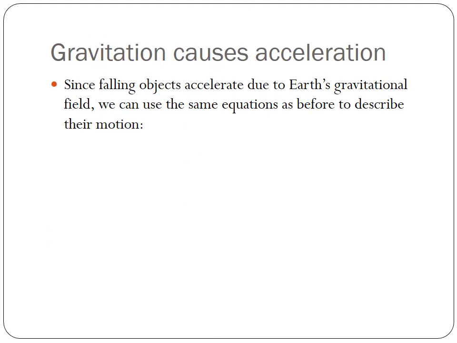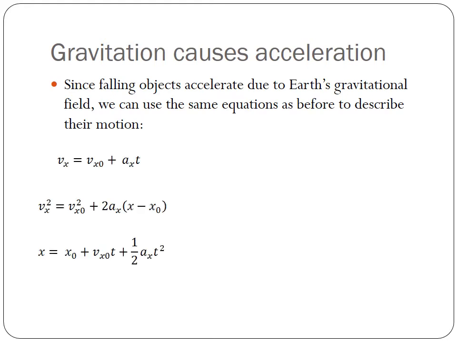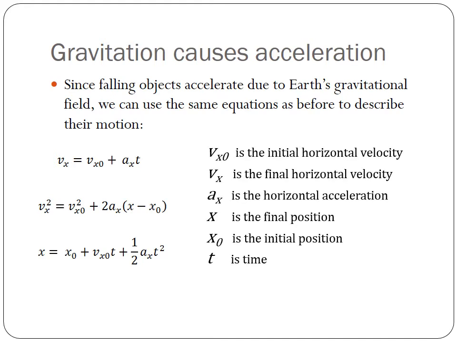Since falling objects accelerate due to Earth's gravitational field, they are accelerating. It's a constant acceleration, so we can use the same equations that we used previously to talk about accelerating objects. And here they were, but we're going to change something about them. Because all this stuff about x's and a_x and v_x and v_x0, all this stuff is going to change slightly, even though the equations are going to stay basically the same.